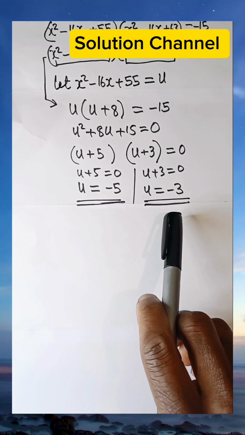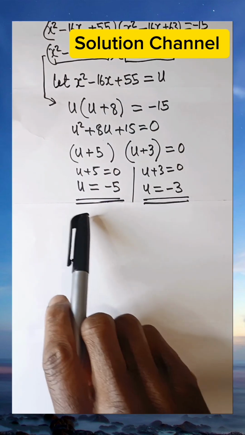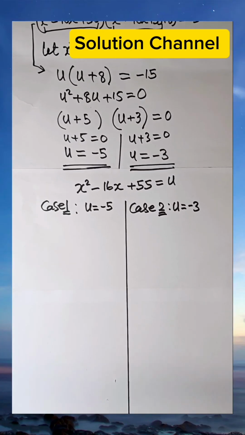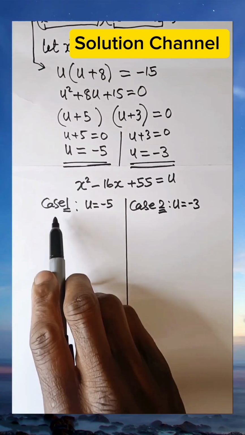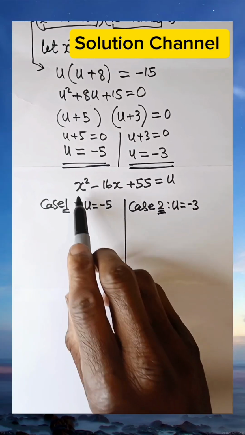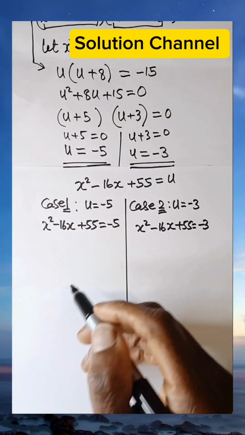Recall that we made a substitution. x squared minus 16x plus 55 is equal to u. Since u has two values, we are going to have two cases. In case 1, we will equate this expression to minus 5, and in case 2, we will equate it to minus 3.